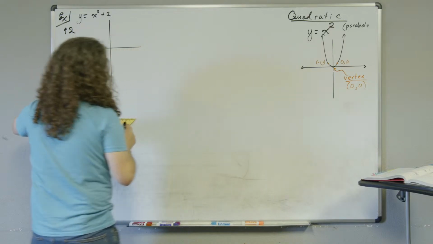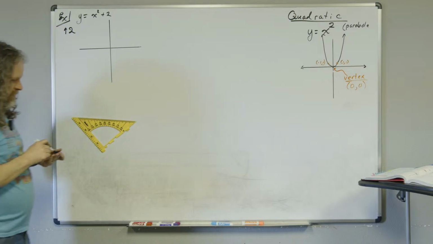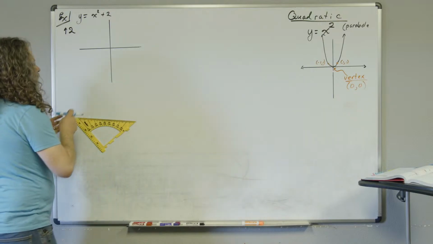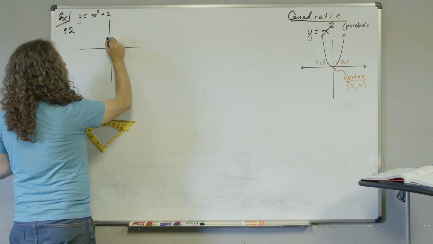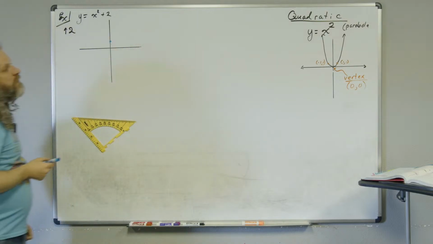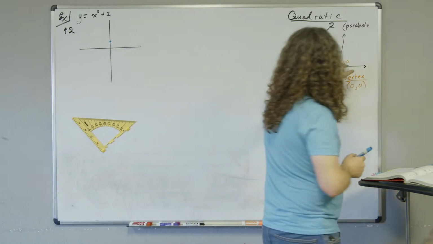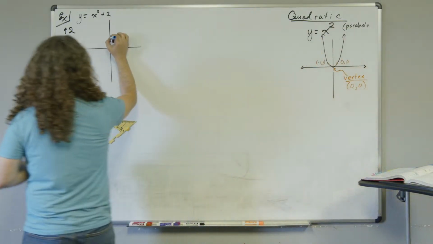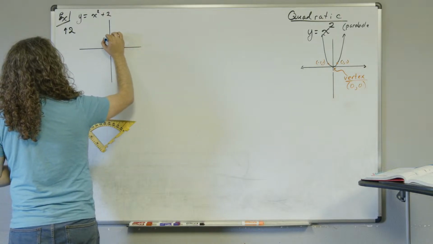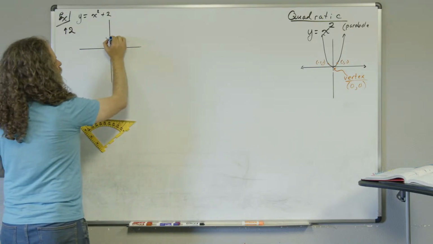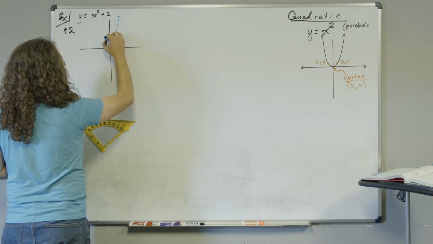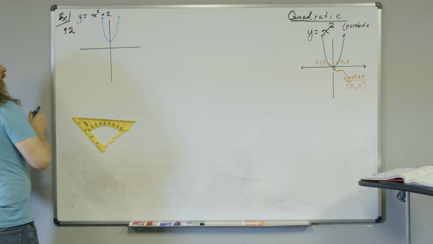So normally the vertex is at 0, 0, right? But ours moves up 2. So it goes up 1, 2, and the vertex is now here. So to get to our kind of points, we go up 1 and over 1 and up 1 and back 1. So we go from the new vertex up 1 and over 1, and we put a dot. Up 1 and back 1 and put a dot. And then connect those dots like a parabola. You can get more points if you want to do more.